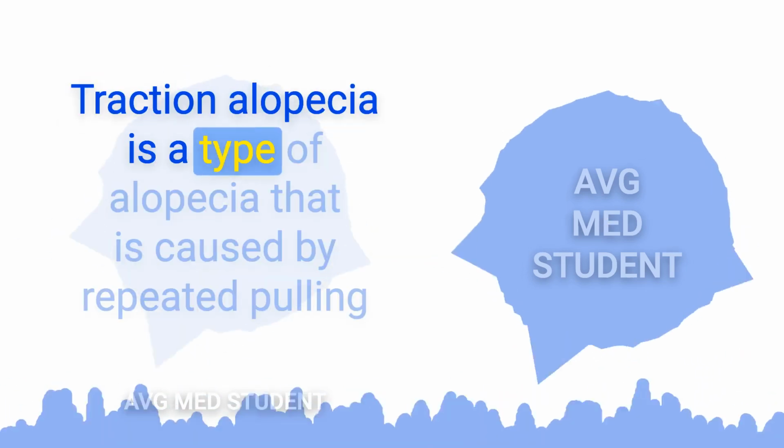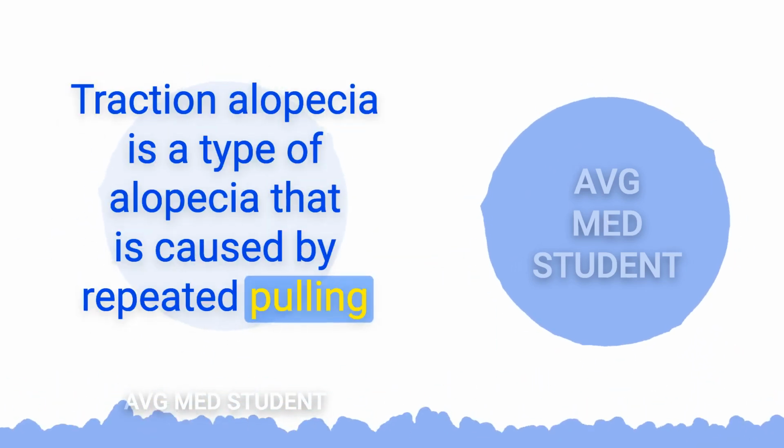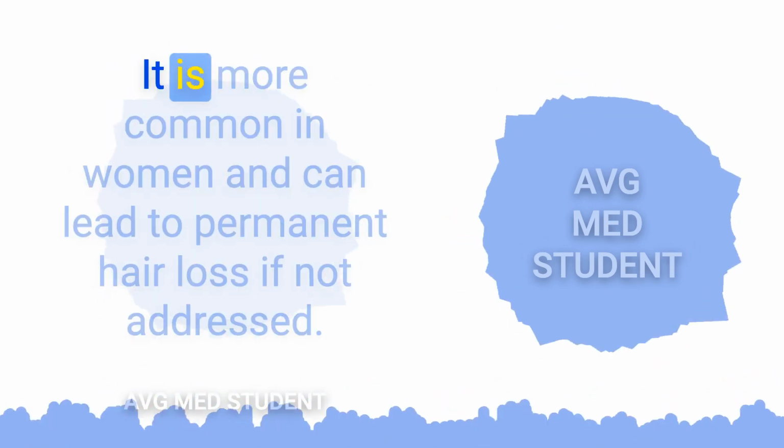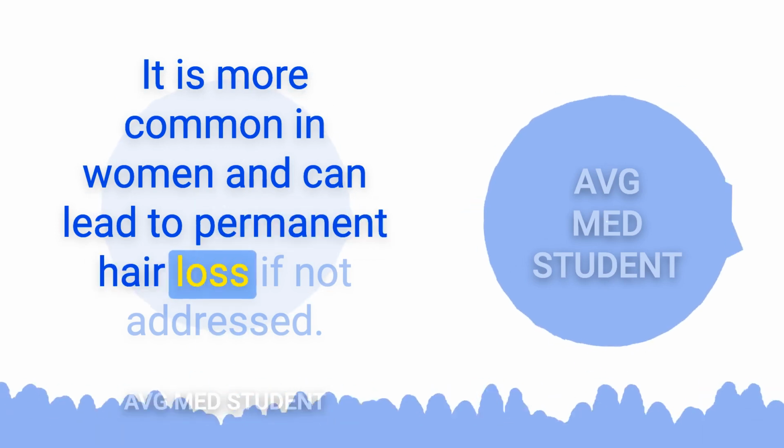Traction alopecia is a type of alopecia that is caused by repeated pulling or tension on the hair, often due to tight hairstyles such as braids or ponytails. It is more common in women and can lead to permanent hair loss if not addressed.